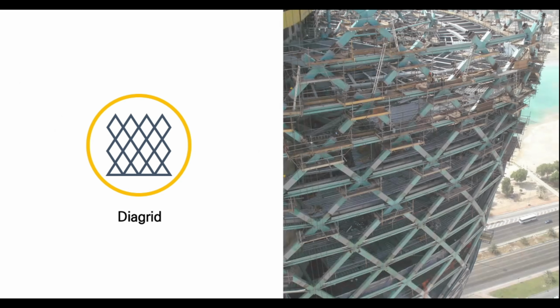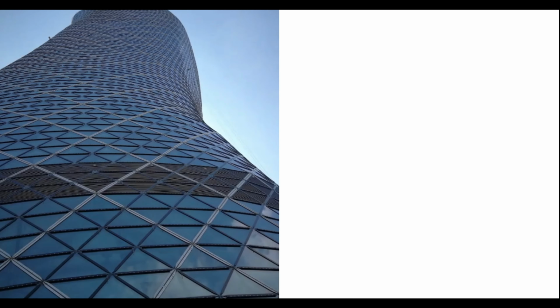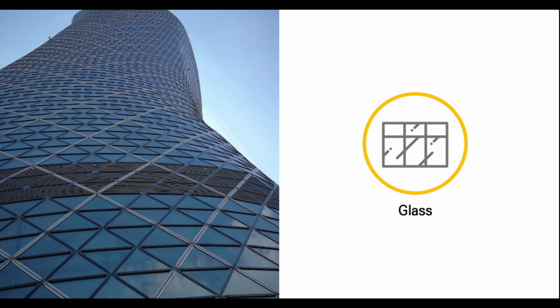This diagrid is a splendid foundation that can realize the twisting exterior of Capital Gate Tower. It was very hard and challenging construction, not easy even for experienced constructors. But after this massive process, to realize the twisting building, there remained the last piece of the puzzle to realize the twisted facade. Facade means the exterior of the building that is closed by glass.